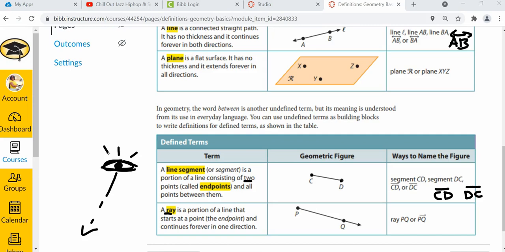So just like that, we have a ray is a portion of a line that has a start point and continues forever in one direction. And this ray right here, we'll call this ray PQ. So go ahead and write your example and the ways in which you can name the figure.